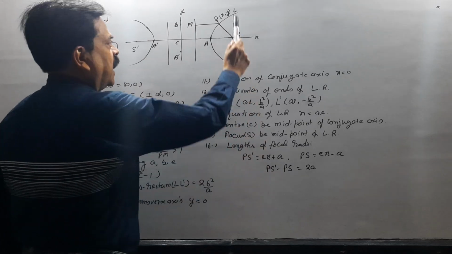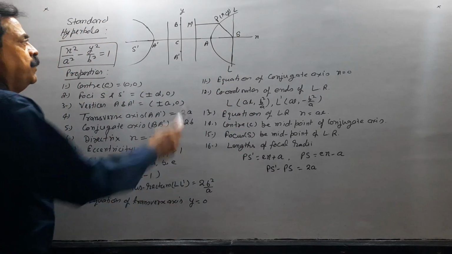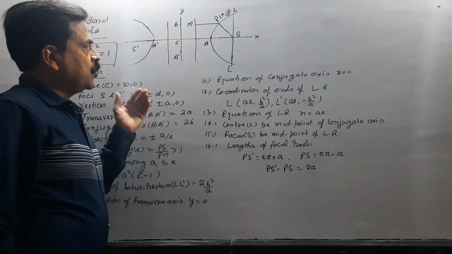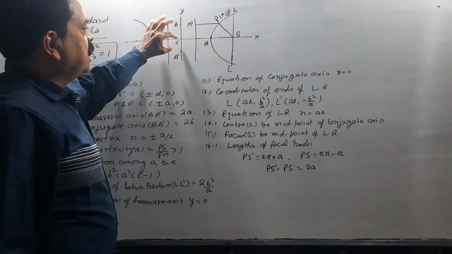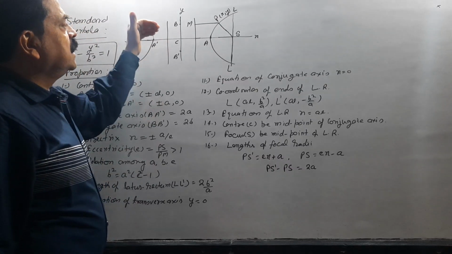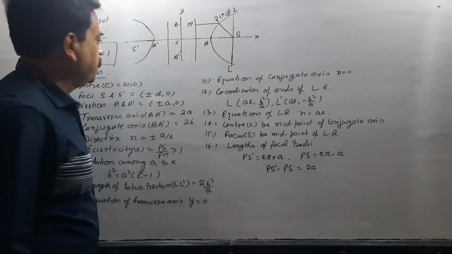a variable point, L L dash is the latus rectum, and B and B dash are points on the y-axis whose midpoint is the center, or we can say B and B dash are equidistant from the center.